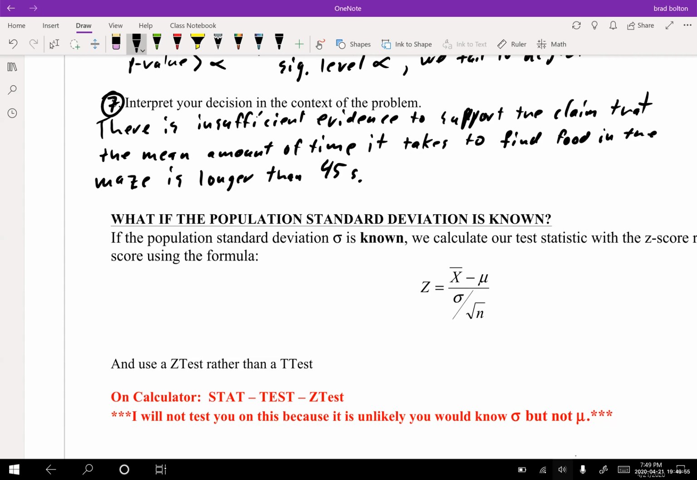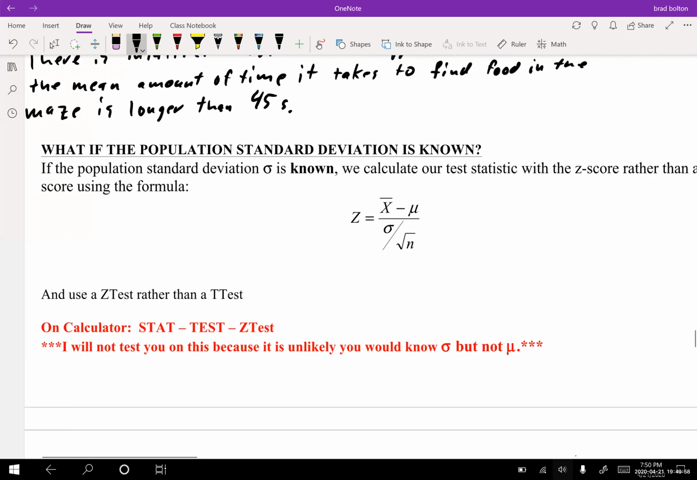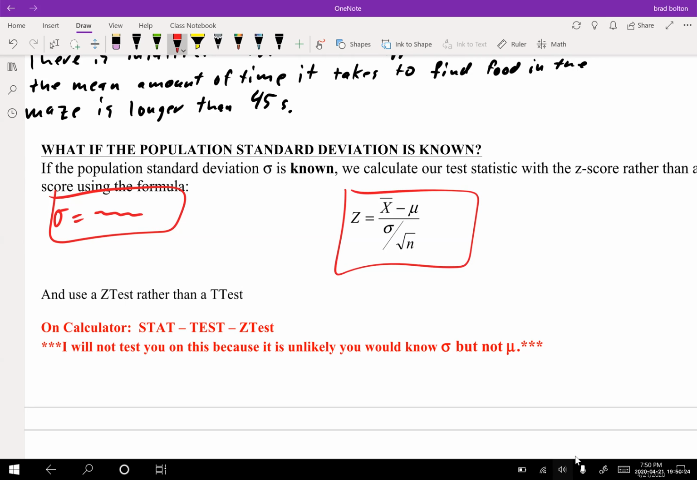So now here's the thing. This next one we don't run into very often. This is that rare case. It says, what if the population standard deviation is known? If the population standard deviation sigma is known, we calculate our test statistic with a z-score rather than a t-score using the formula. Normally they will say sigma is equal to something. So they'll tell you, red alert, you know sigma, but you're still trying to calculate the mean. This is the rare example that I gave you. It hardly ever happens, but you could use this z-test, and I'm probably not going to ask you any test questions on this. It's so rare that it would actually occur.